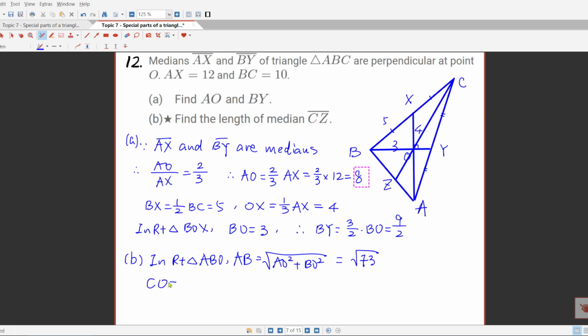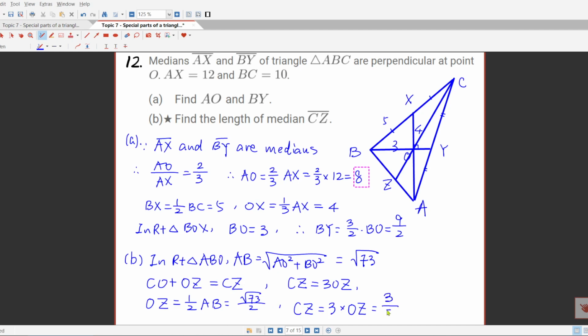So we have CO plus OZ equals CZ, right? Furthermore, we know that CZ equals 3OZ because O is the centroid. Since OZ is a median to hypotenuse AB of triangle AOB, we have OZ equals 1/2 of AB, which is square root of 73 over 2. And finally, we have CZ equals 3 times OZ, which is 3/2 times square root of 73, right? You get it? Any questions?